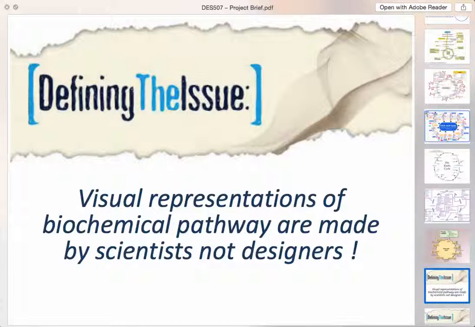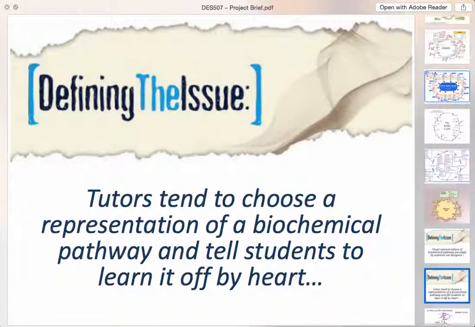Visual representations of biochemistry pathways are made by scientists, not designers. So it's now my opportunity to try to design for these people. Tutors tend to choose a representation of the biochemistry pathway that they teach their students. Basically, tutors find a diagram that they feel is right, and then they say, okay, students, here's a diagram I've been learning for the past 40 years and I know it, so I want you to learn it off by heart.